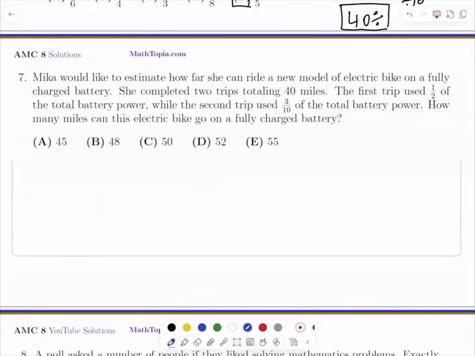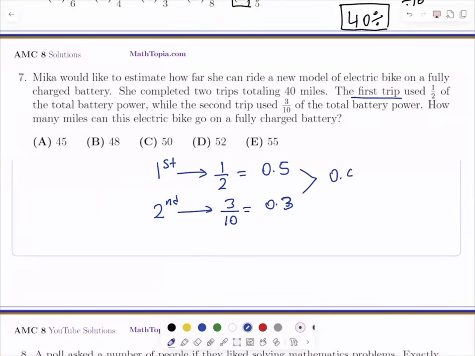So let's see. We are going to do the first trip. The first trip is 1/2. That means 0.5, right? Yes. The second trip is going to be 3 over 10, which is 0.3. When you combine these, it's going to be what? 0.8. How many miles? 40 miles. So 0.8 power, right? 40 miles.